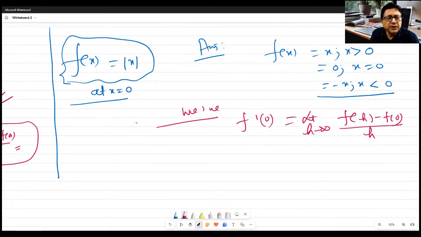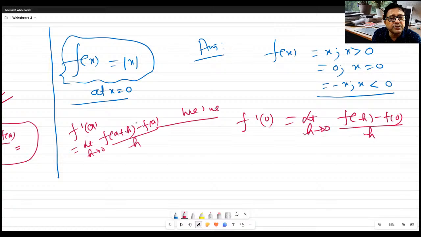Why? Because for f dash x, try to remember the definition. It was f dash a, sorry, limit h tending to 0 of f of a plus h minus f a by h, no? You have taken a equal to 0 here. So this is the limit. If this limit exists, then it is differentiable. Find the left hand limit, LHL.